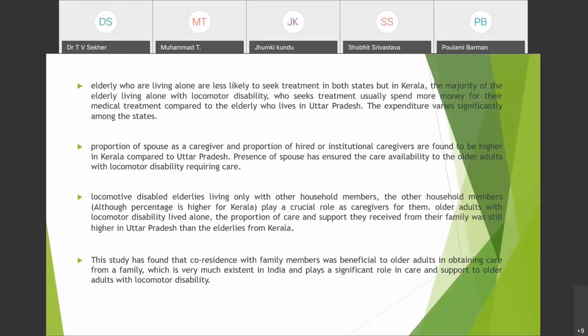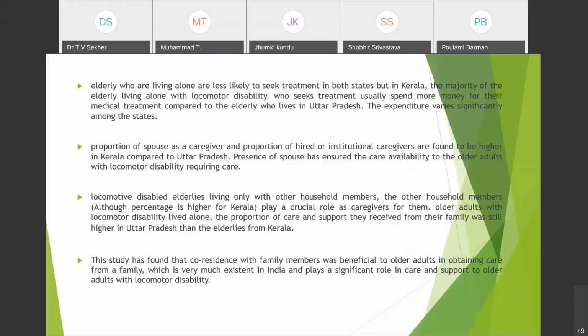In both the states, elderly living with other household members play a very crucial role as caregivers for them, although the percentage is higher for Kerala. The other household members category includes children, son-in-law, daughter-in-law, and grandchildren. And this exemplified the intergenerational bonding with their family in India, ensuring care availability to the disabled older adults.